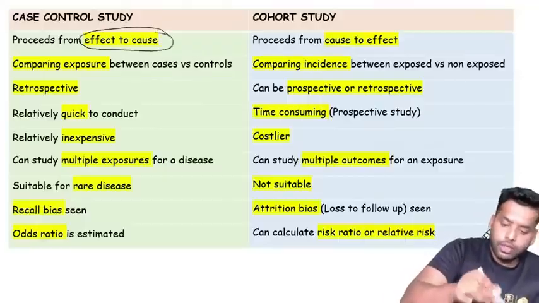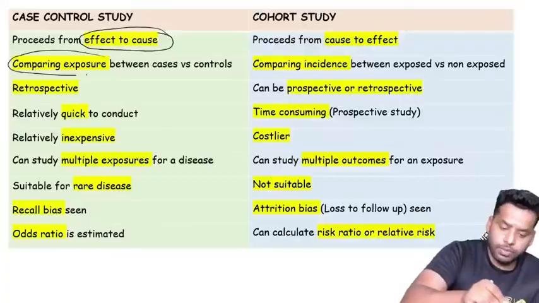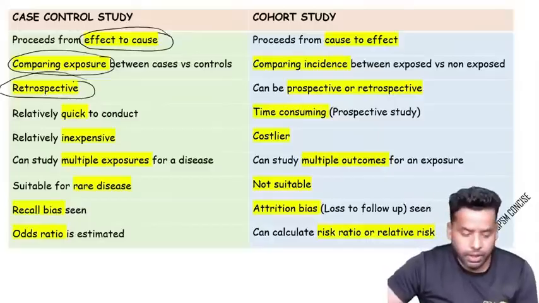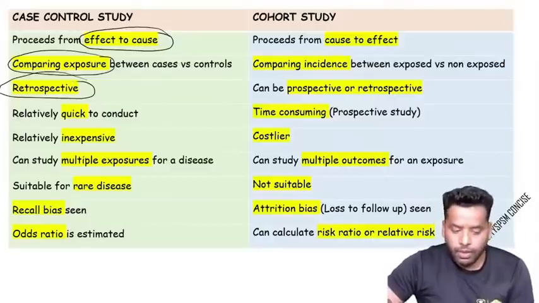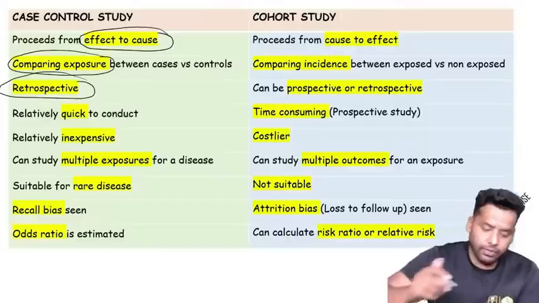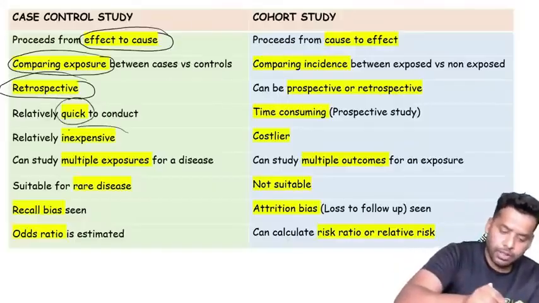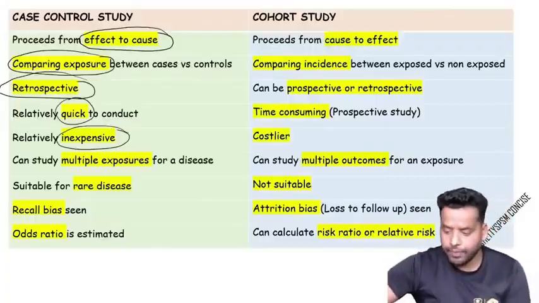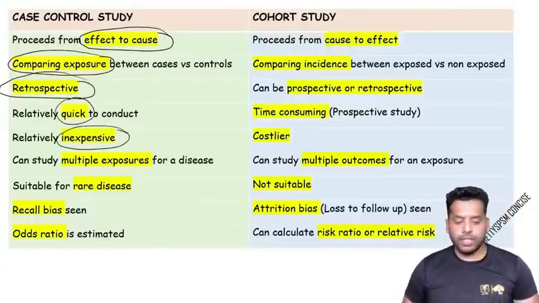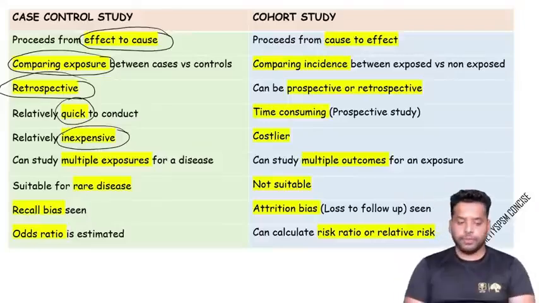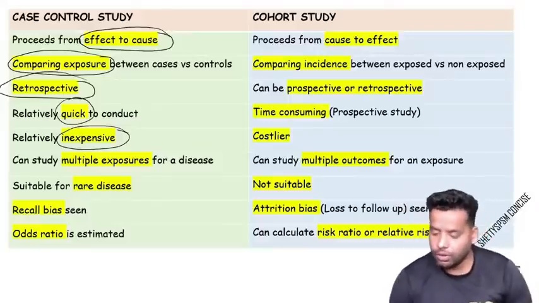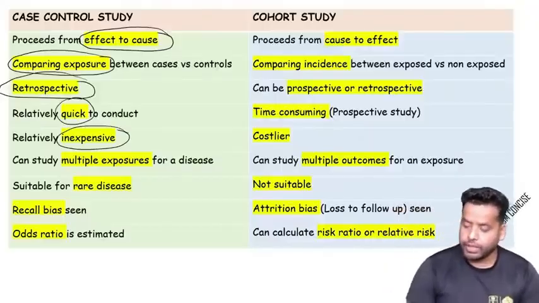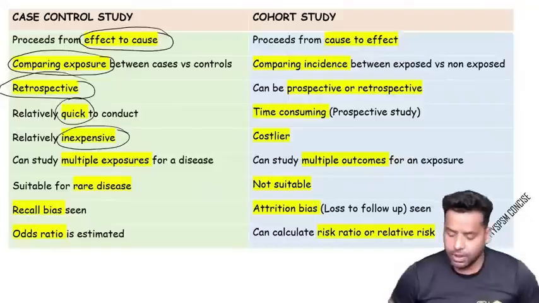Now listen. Case control is effect to cause. We compare exposure. Studies only retrospective. Which is easier to conduct? Which is very cheap? Which is time saving, in between case control and cohort, I am asking. Which is easier to conduct? Which is very cheaper? If you don't have any time, if I want to know association, case control study, yes.